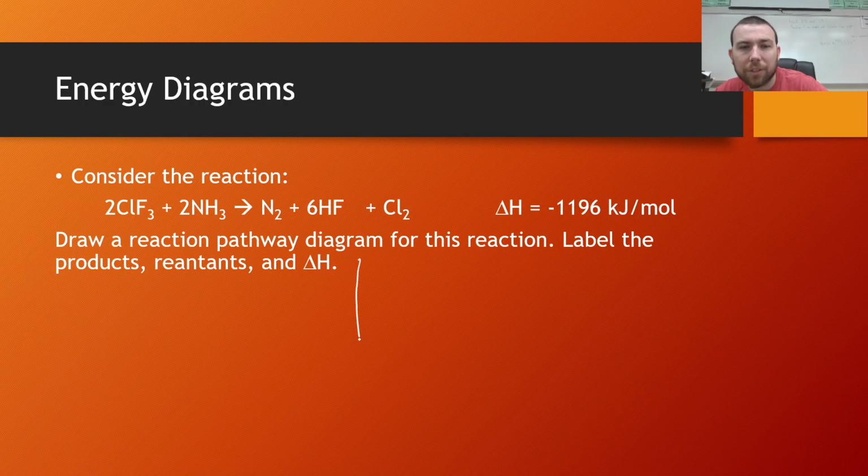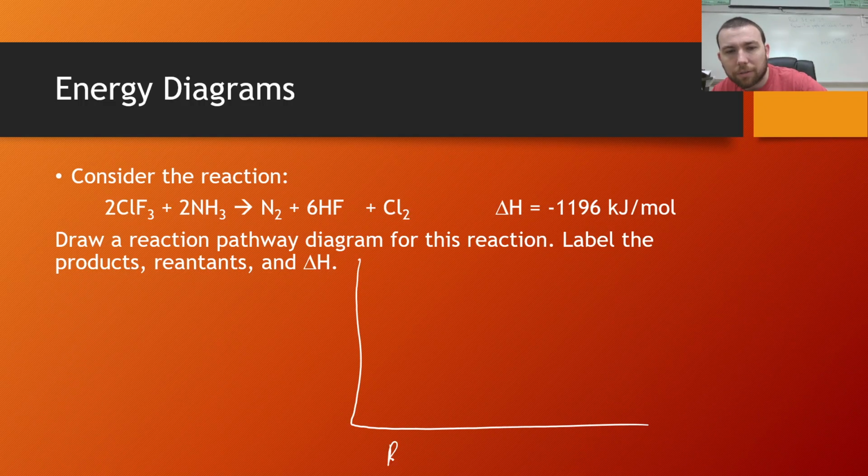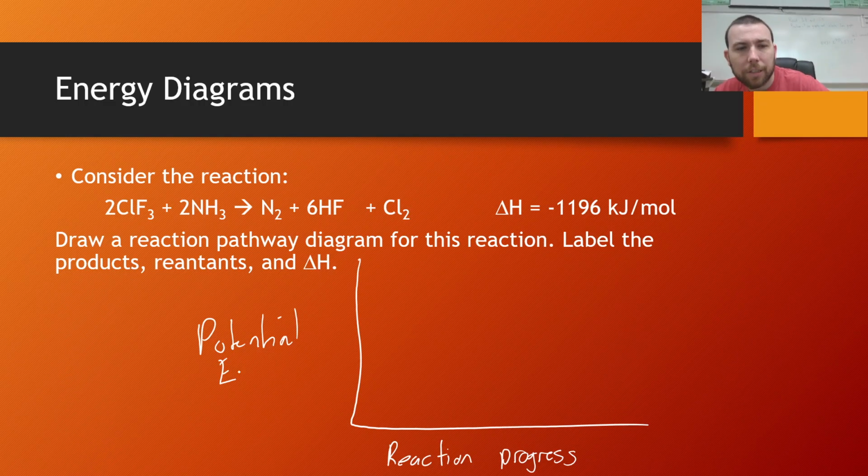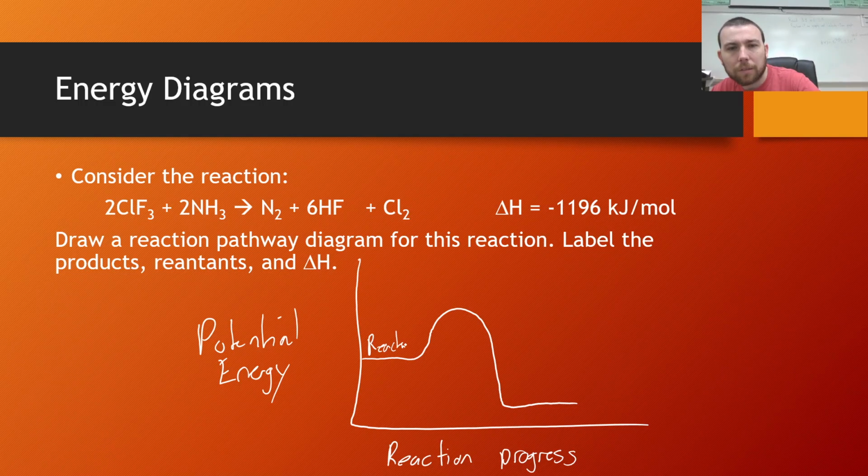So really, all you're going to be doing, ladies and gentlemen, is putting reaction progress on your x-axis. You should have potential energy on your y-axis. And in this case, because it's negative delta H, we should show that the reactants are going to be higher in energy. It doesn't say anything about the activation energy, so we're just going to do something like this, something like that. So here's our reactants. Here's our products. And delta H is right there. So there you go. Simple as that.